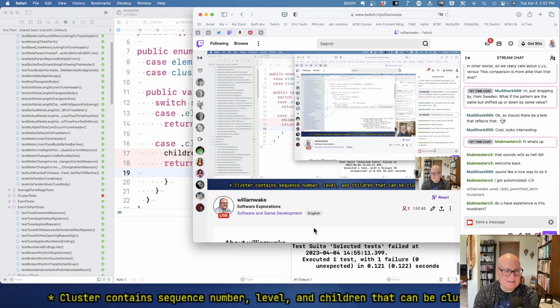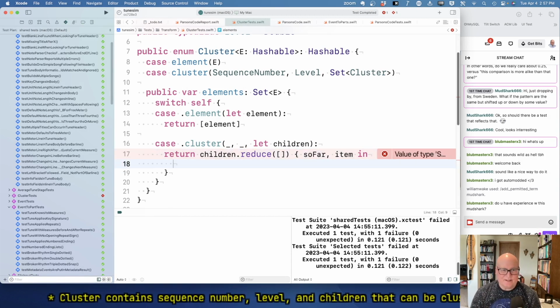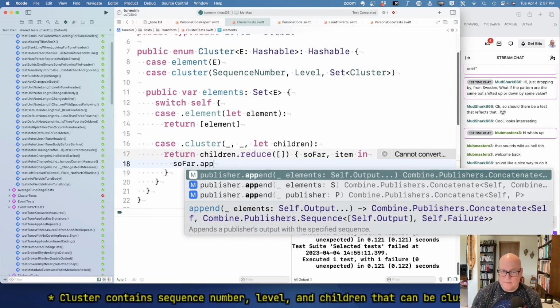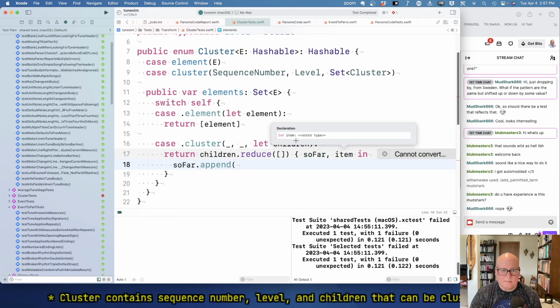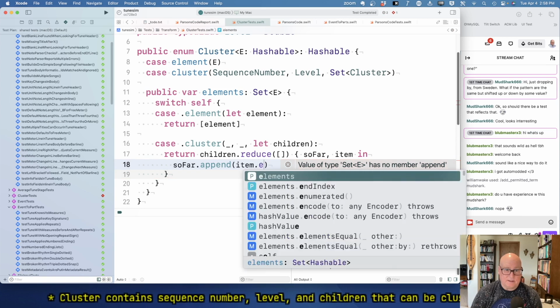I'm not sure what term it objected to. Okay. Children so far, item in. All right. So given the set we've computed so far, and the next item, the result is: take what you have so far dot append. Well, item is, well, it's not right. It's going to be whatever one child is, which is a cluster. And we can take elements off that cluster. So item dot elements.